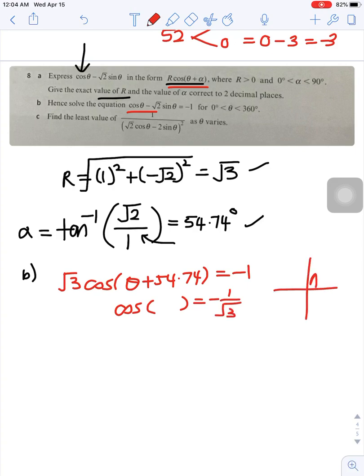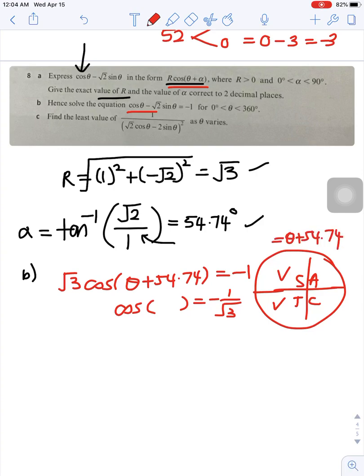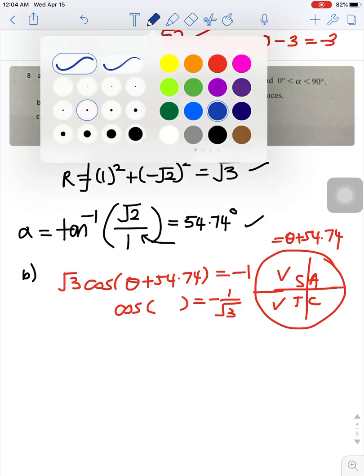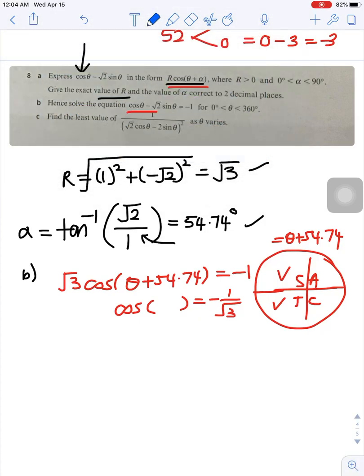So which quadrant now? Where is cos negative? Cos is negative in the tangent and the sine. Second quadrant and third quadrant. And I know all of this is equal to theta plus 54.74. Let's find the answer in the ticked portion.